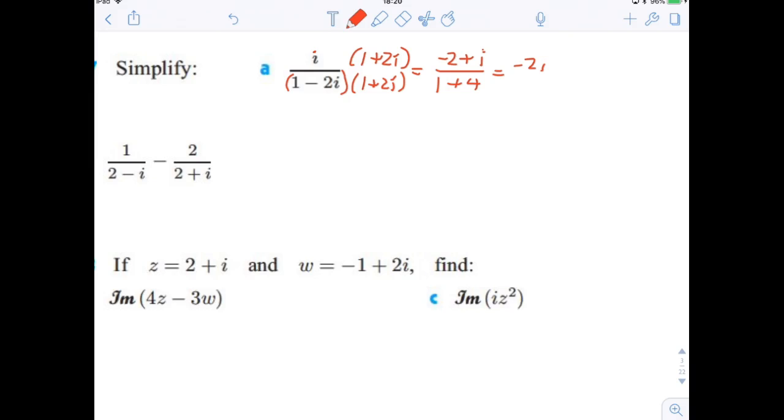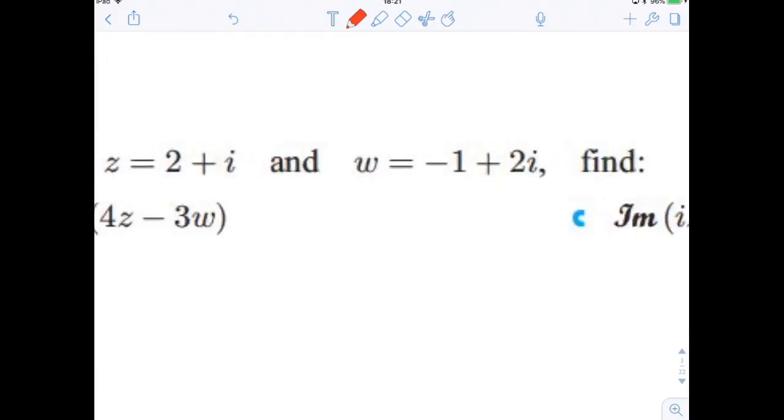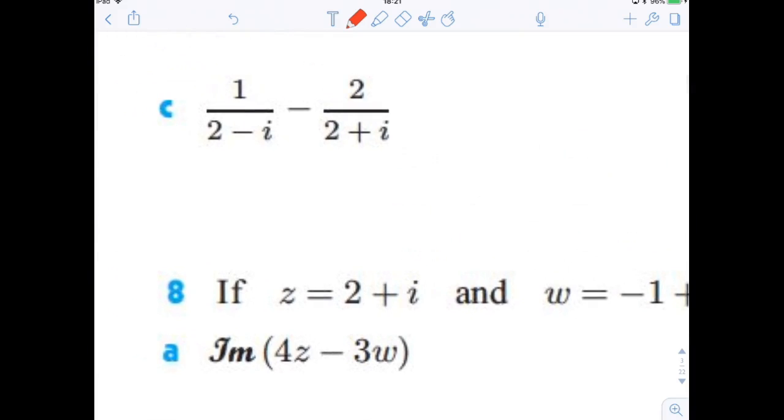Negative 2 plus i, and each one is over 5. We're doing a subtraction between two complex numbers with complex numbers in the denominator. It's not a coincidence that the denominators are complex conjugates, to make life easier for us.